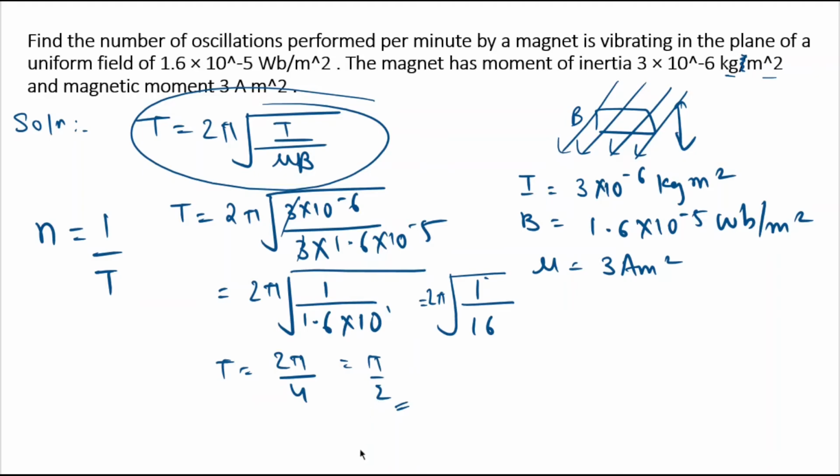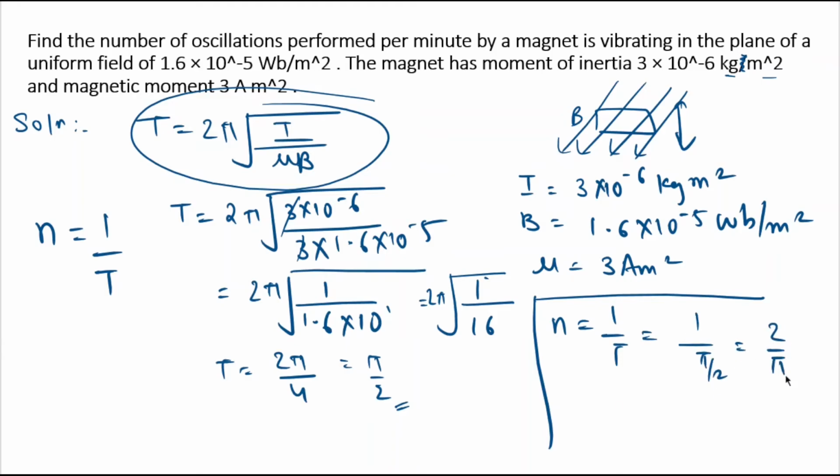So T we got as pi by 2, which implies number of oscillations n, which is equal to 1 by T, will be 1 upon pi by 2, which is equal to 2 by pi. Now putting the value of pi, which is 2 upon 3.142, which will give us 0.636 oscillations per second.